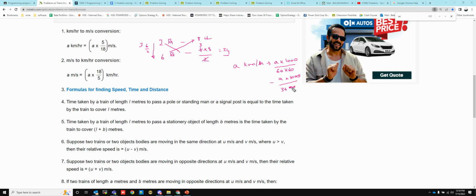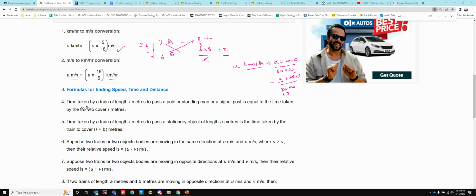This one and this one cancel. In 8000 over 3600, this will be 5 times, this will be 18 times. So to convert kilometer per hour to meter per second, you have to multiply that value by 5 by 18. That is how this came: kilometer per hour to meter per second. Similarly, to convert meter per second to kilometer per hour, you have to multiply by 18 by 5. Okay, this is the first formula.